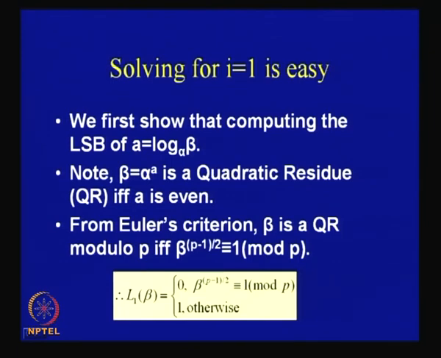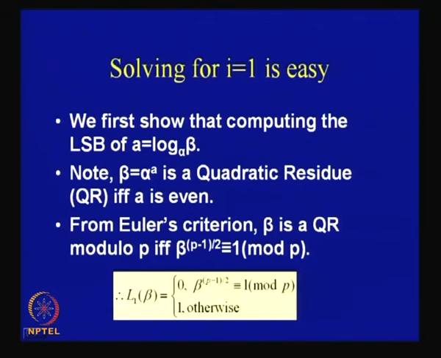So we have studied quadratic residues in context to RSA, right, we discussed RSA. So what was a quadratic residue? An element was said to be a quadratic residue if you can represent it by the square of another element in that group. Then we refer to that as a quadratic residue.